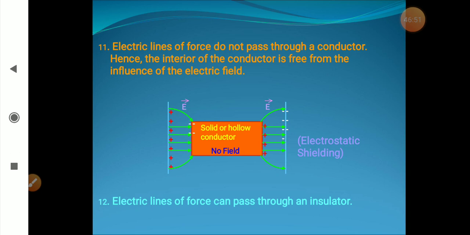Now, if any instrument which we need to safeguard from electric field, it must be kept inside a hollow conducting box. So electric lines of forces can pass through an insulator. I mean, they cannot pass through a conductor, but they can pass through an insulator.